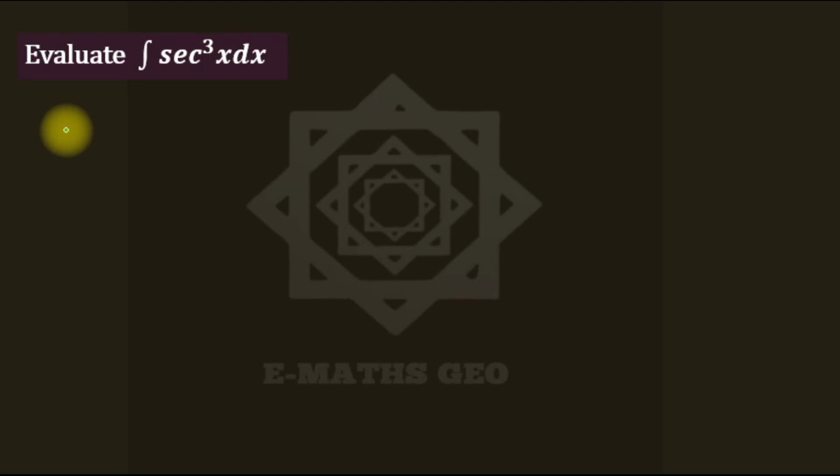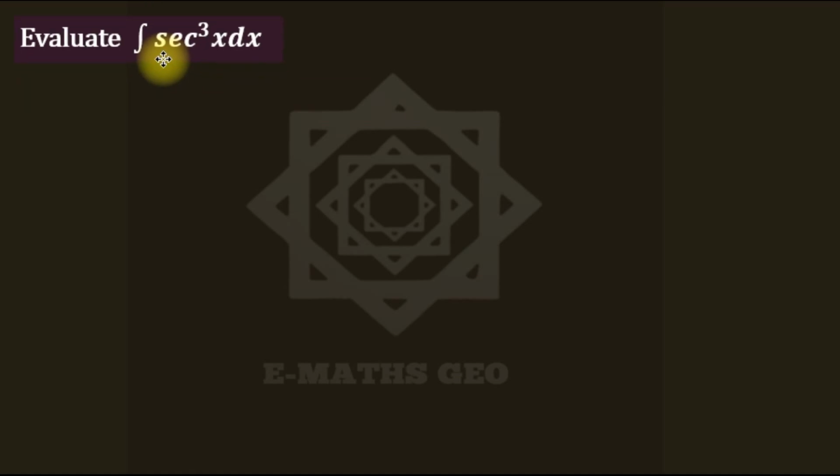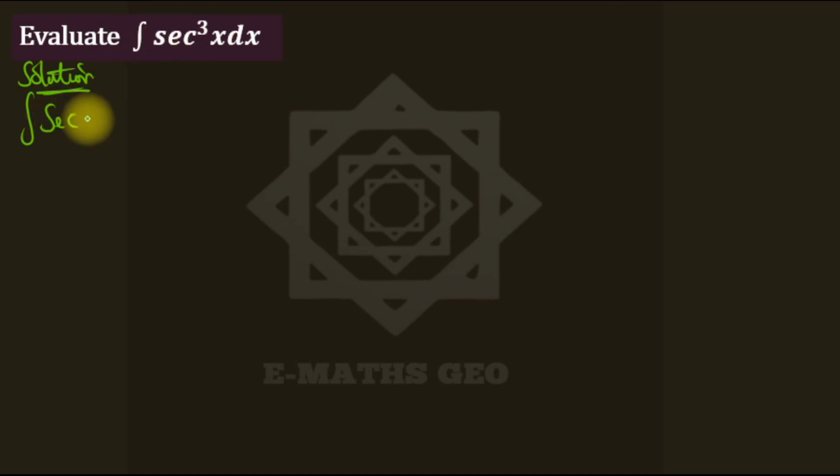Evaluate the integral of sec cube x. So the best way to solve this is using integration by parts. So let's start. You know that sec cube x can be written as sec x times sec squared x, because for us to use integration by parts, we need to have a product.